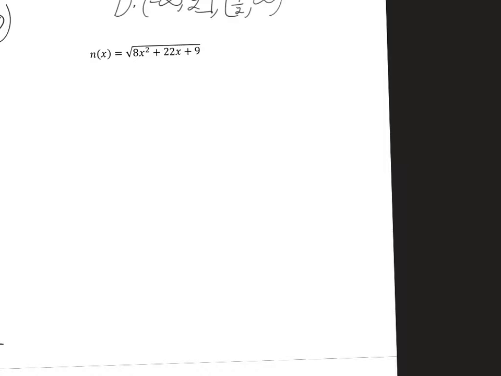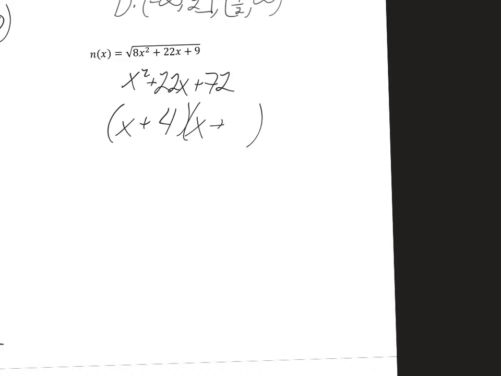Okay, so looking at this, we have x squared plus 22x plus 72. Now, numbers that multiply to give me 72 and add to give me 22, that would be 4 and 18. 18, 19, 20, 21, 22. Yeah, 22. Okay. Now we're going to divide both of these by 8.